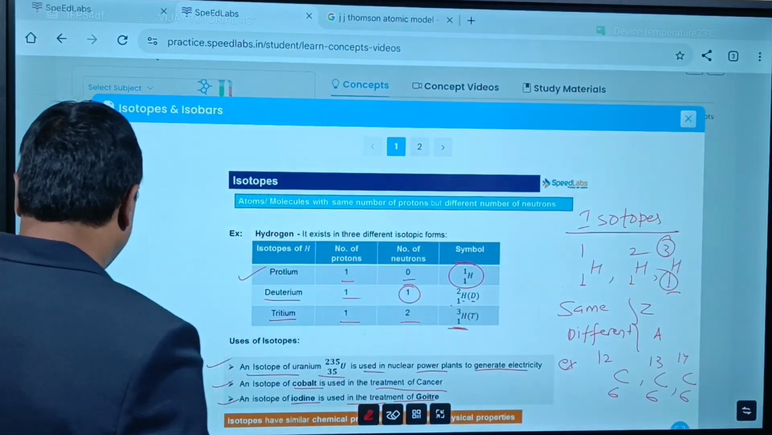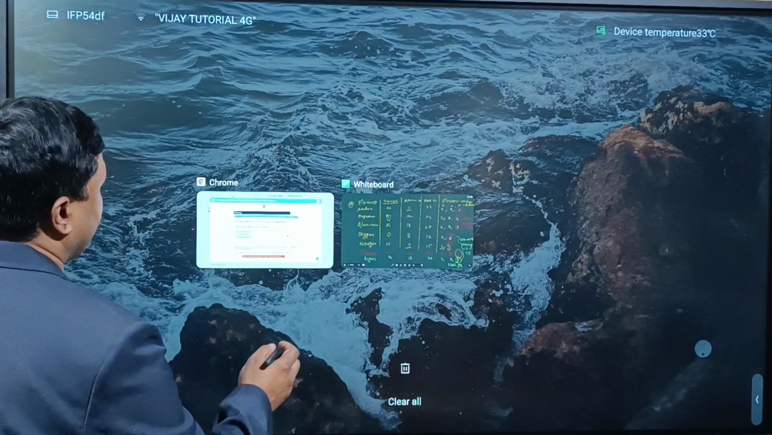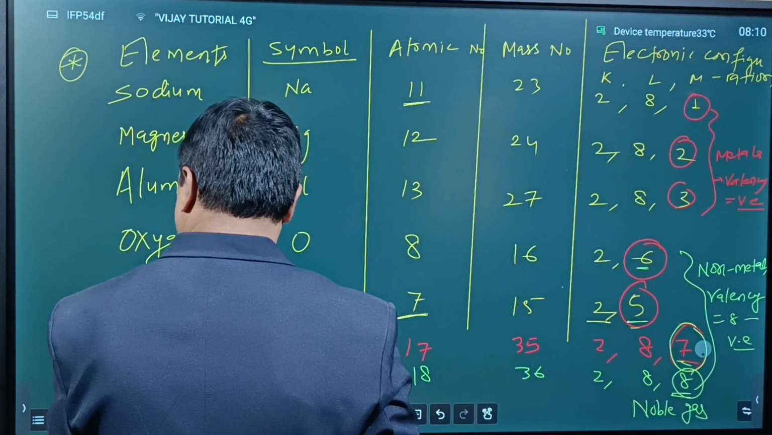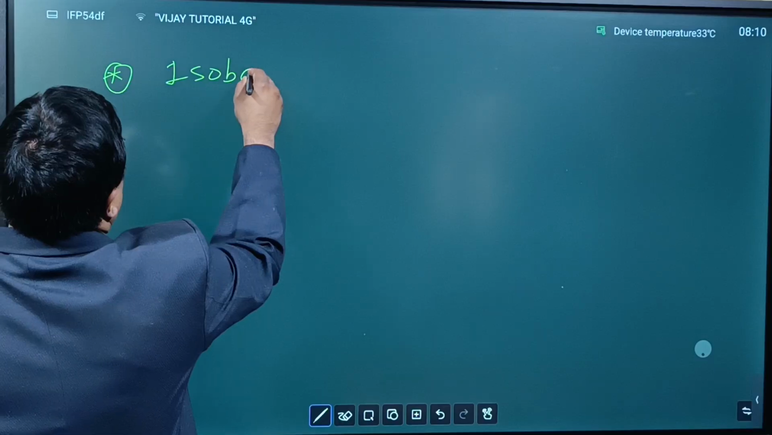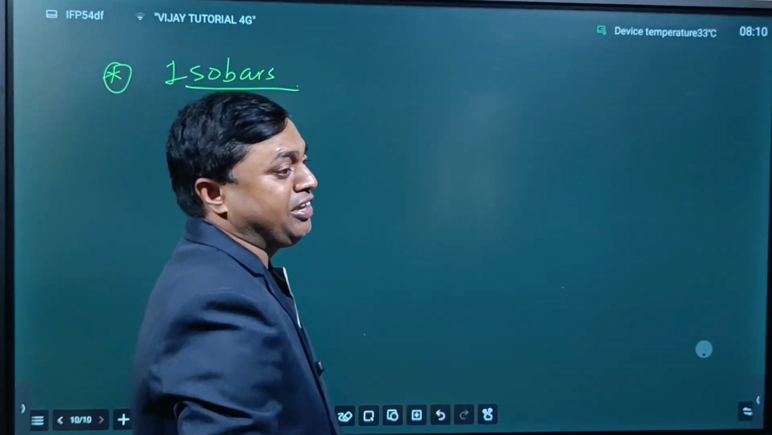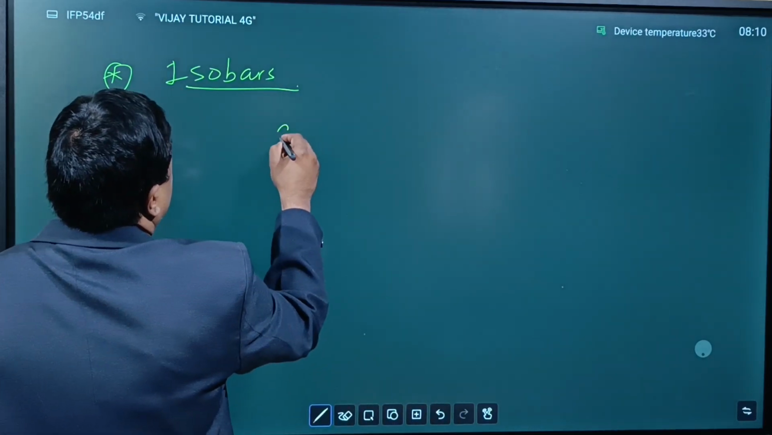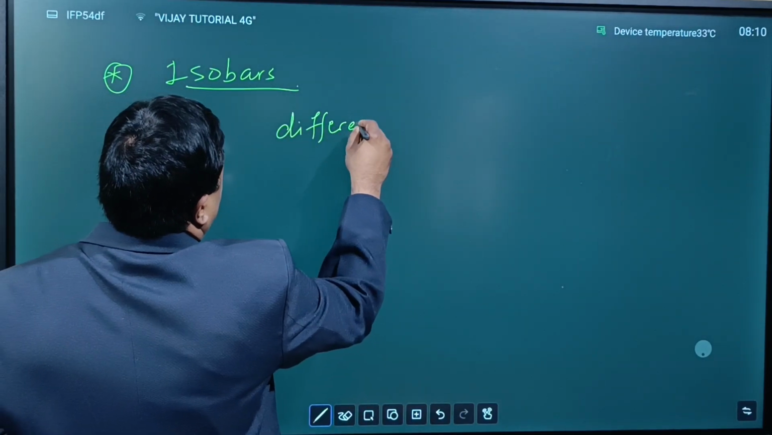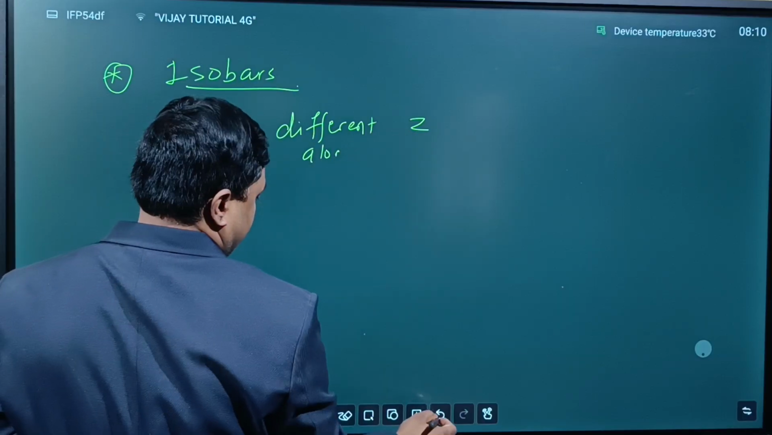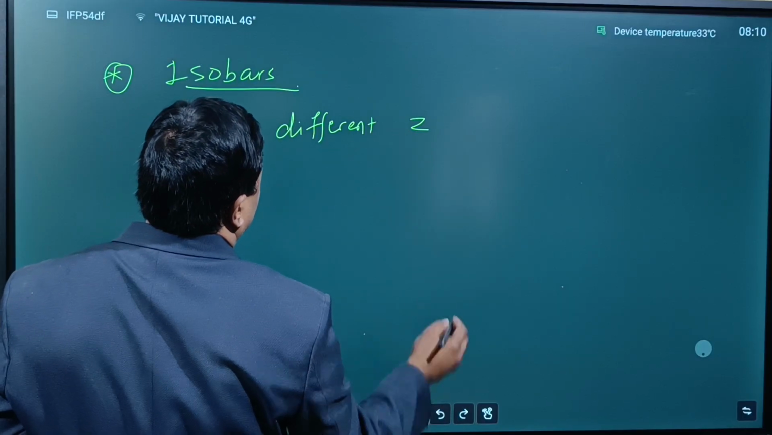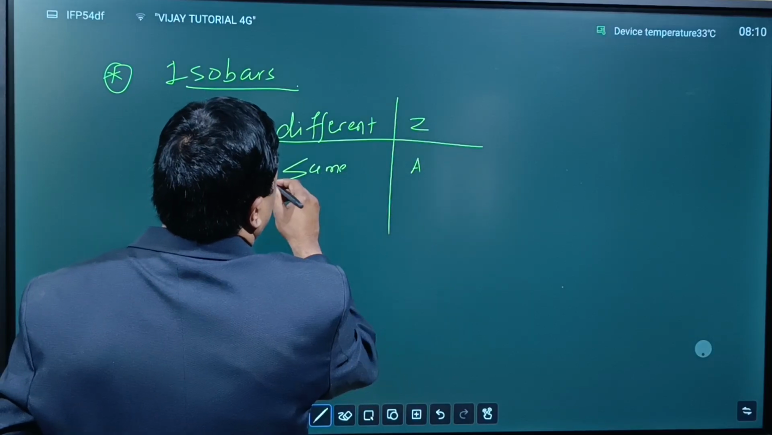Next we have isobars. Let's see isobars. When we talk about isobars, isobars are the atoms of different elements having the same mass number but a different atomic number. Different atomic number, that is Z, but same mass number. A means what? Mass number is same.